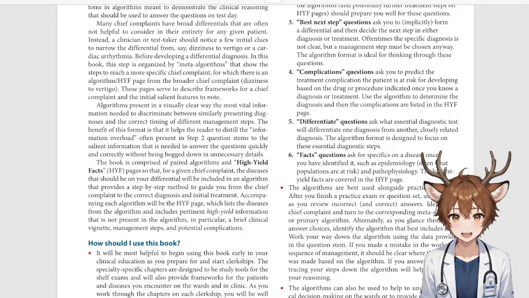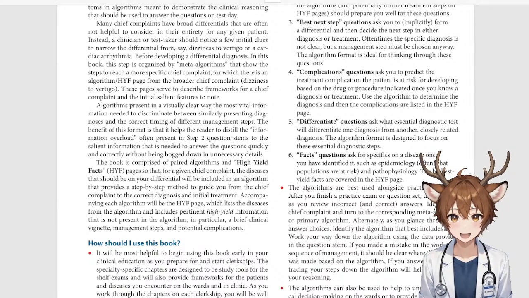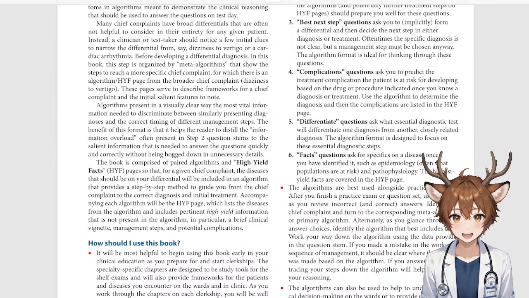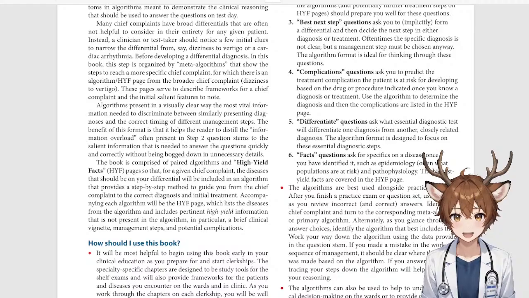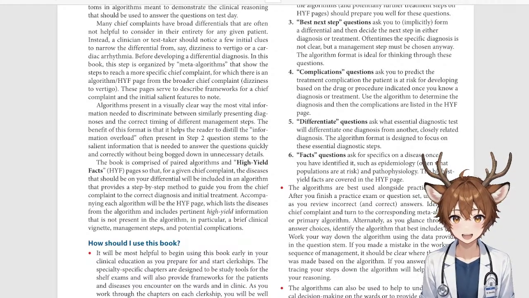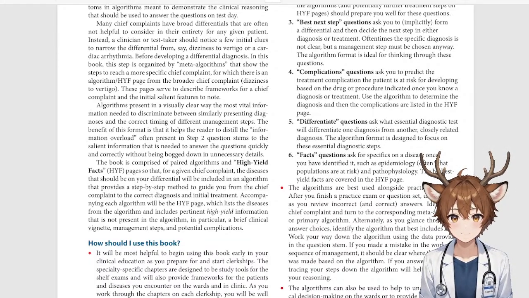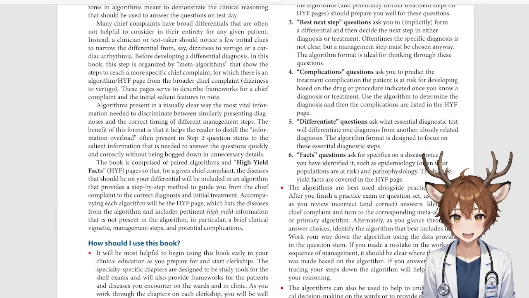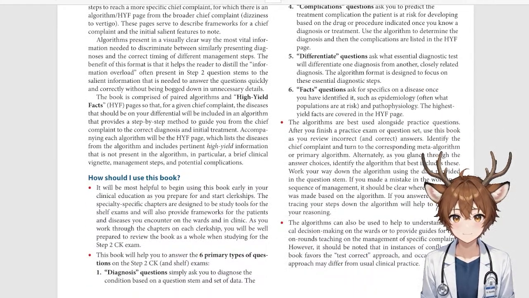The book is comprised of paired algorithms and high-yield fact pages, so that for a given chief complaint, the diseases that should be on your differential will be included in an algorithm that provides a step-by-step method to guide you from the chief complaint to the correct diagnosis and initial treatment. Accompanying each algorithm is a high-yield fact page, which lists the diseases from the algorithm and includes pertinent high-yield information not present in the algorithm, in particular a brief clinical vignette, management steps, and potential complications. Why should I use this book?